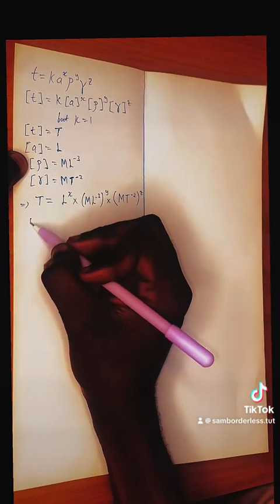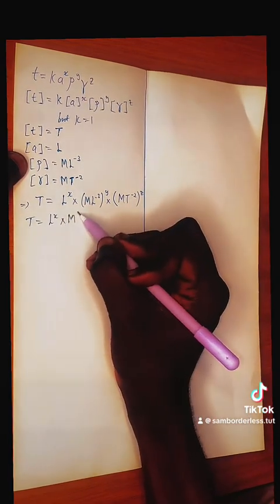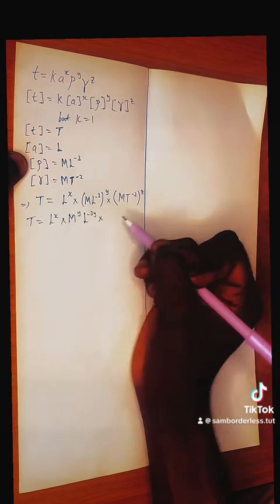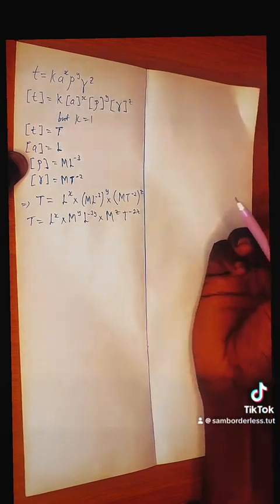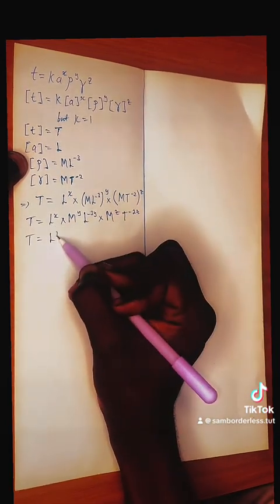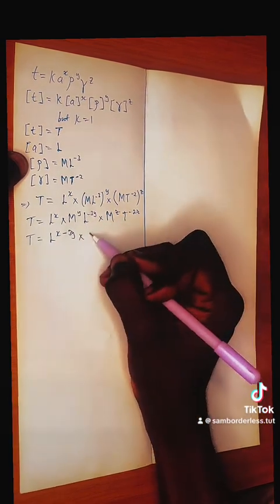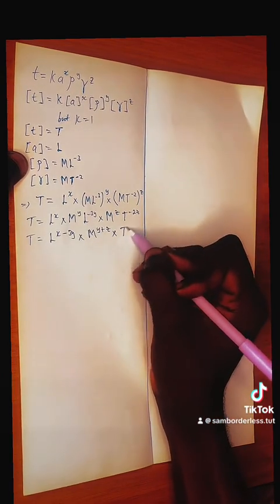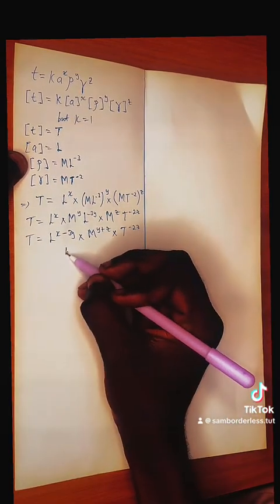So we have to expand. T then will be equal to L to the power x times M to the power y, and then L to the power negative 3y times M to the power z, T to the power negative 2z. So from here we just have to collect our like terms. We take our L's together, it's going to be L to the power x minus 3y, times, we take our M's together, it's going to be M to the power y plus z, times T to the power negative 2z, right?